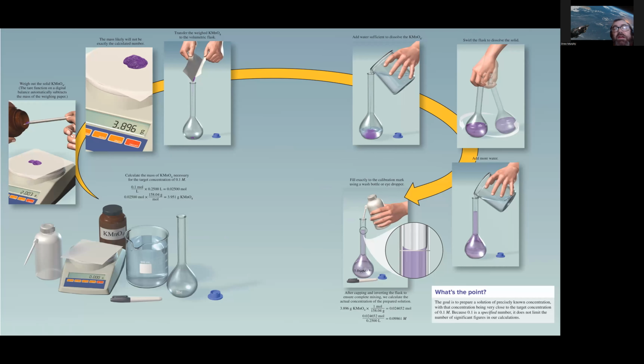When we're making a solution, this person in the diagram here is making a solution of potassium permanganate. They're getting all their stuff together. They figured out how much they want. They're trying to make 0.1 molar potassium permanganate, and so they figured out how many grams they need. They've weighed out the correct number of grams and added it to some water in what's called a volumetric flask.